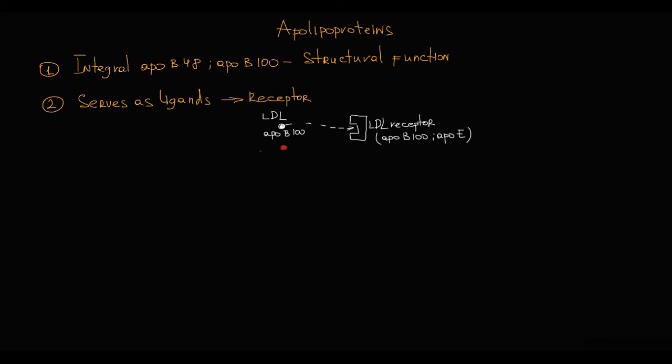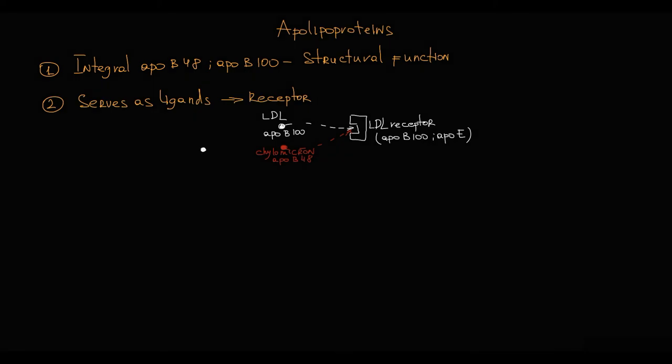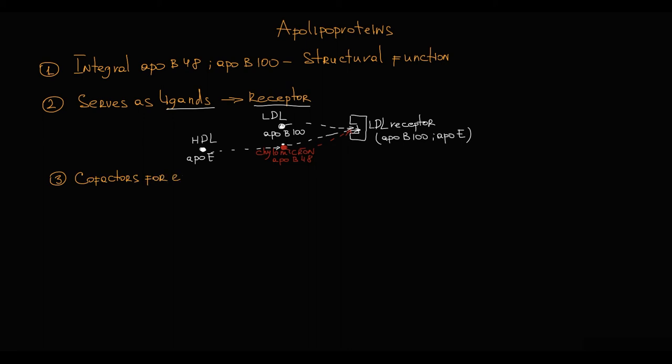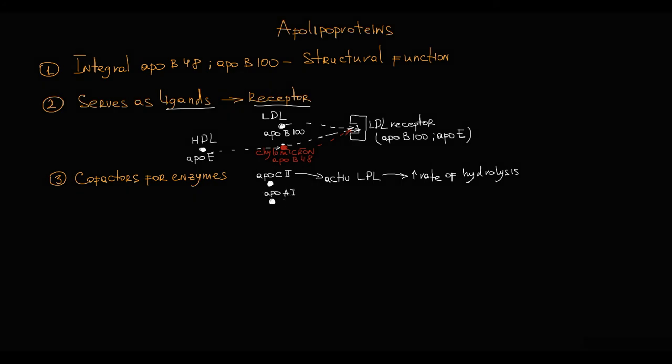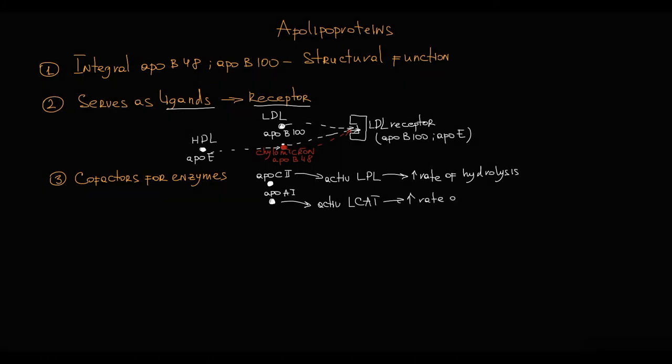But for example, chylomicrons have only ApoB48, and hepatocytes cannot uptake them by this receptor. So in order to be taken up by hepatocytes, chylomicrons acquire ApoE from high-density lipoprotein particles, and now with ApoE, hepatocytes can uptake them. So basically, they serve for a typical receptor-ligand interaction. Also, they serve as cofactors for enzymes. For example, the presence of ApoC2 is necessary for activation of lipoprotein lipase to provide an adequate rate of hydrolysis of triacylglycerols, or the presence of ApoA1 is necessary for activation of lecithin cholesterol acyltransferase, that is, to provide esterification of cholesterol.